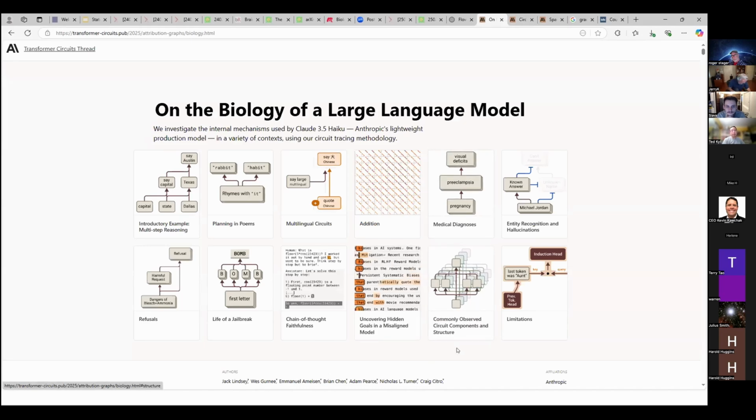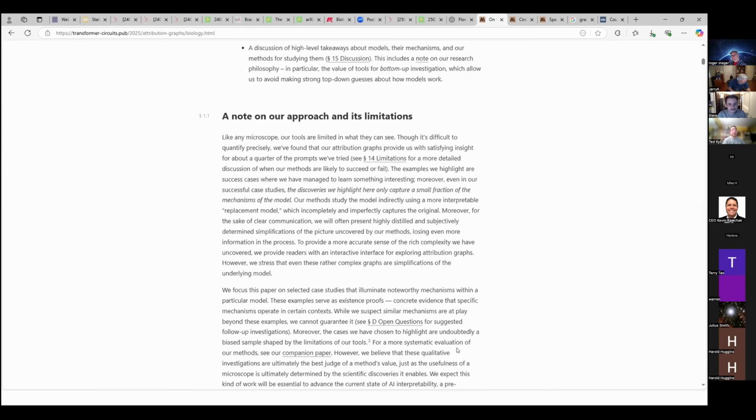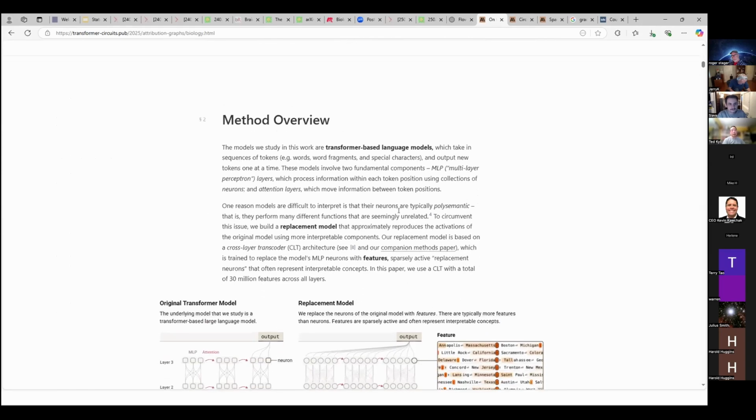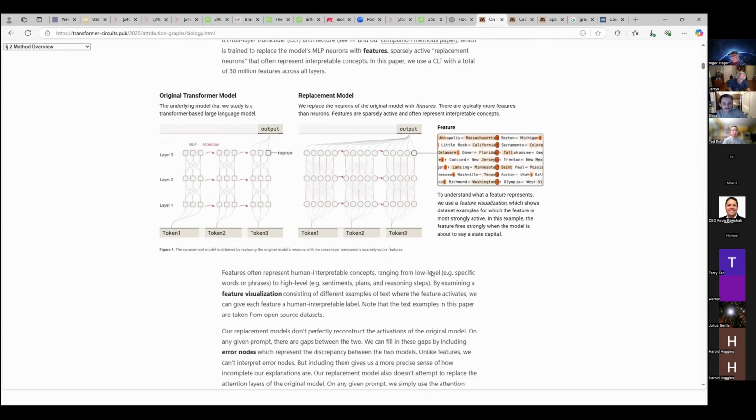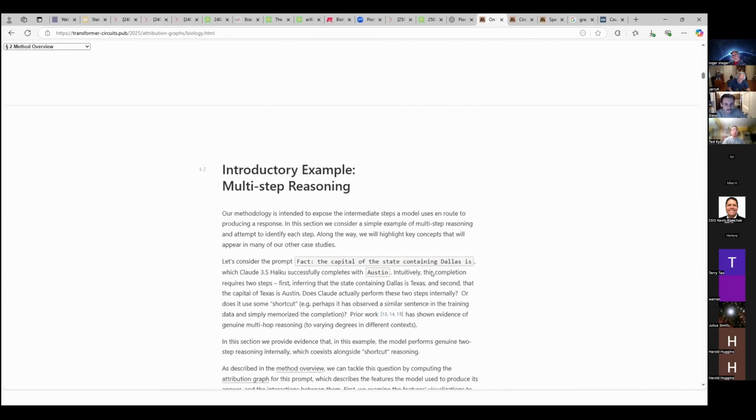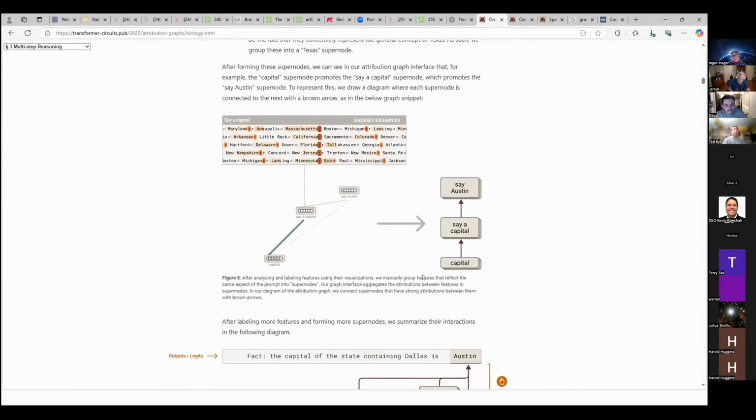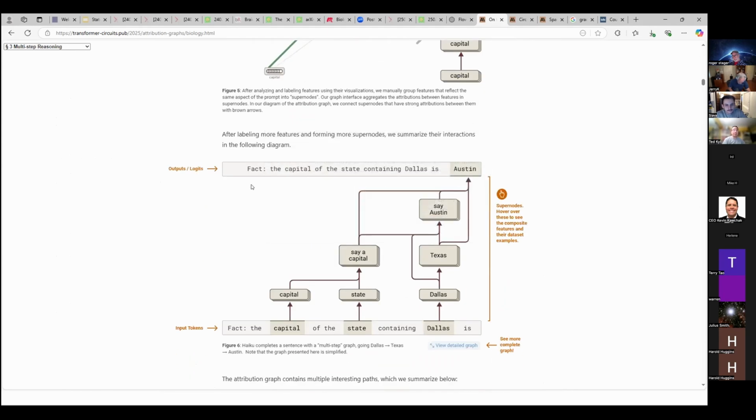The On the Biology article does have a little section on the methodology, which we don't need to cover because we just covered it in detail. But for people who didn't read the companion article, it does a much shorter version summarizing it. And then it goes into interesting use cases where it says, here is a sentence, such as, fact: the capital of the state containing Dallas is.